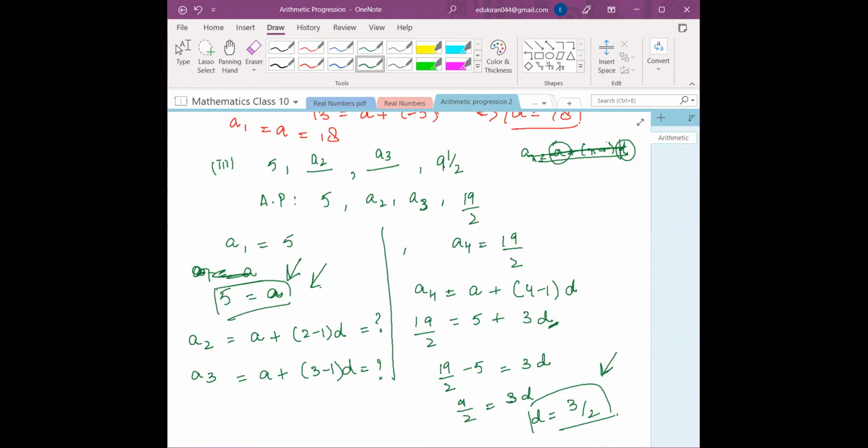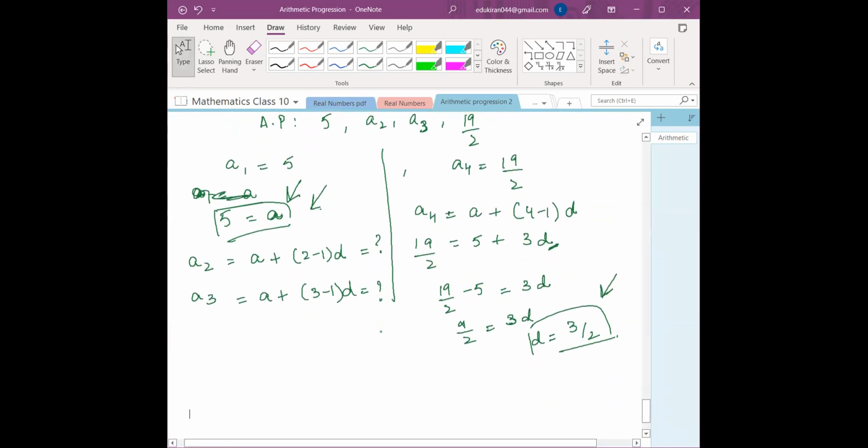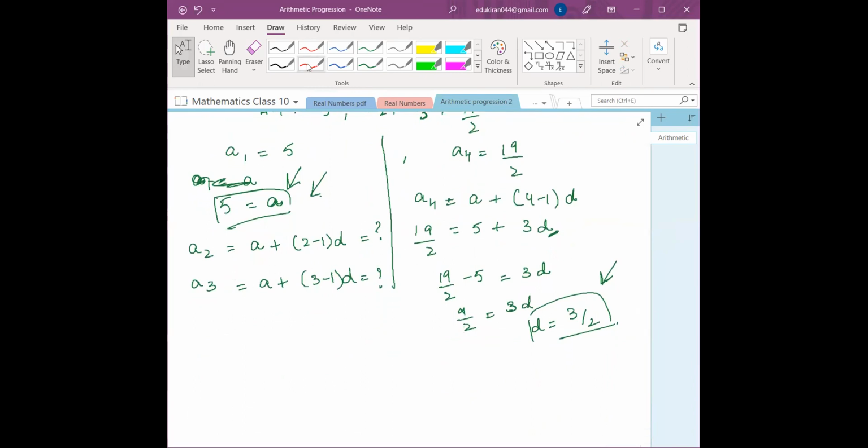Yes, Hamna, can you do it? Ma'am, can you solve the A2? A2, okay, sure. So A2 will become A2, this I'm solving.